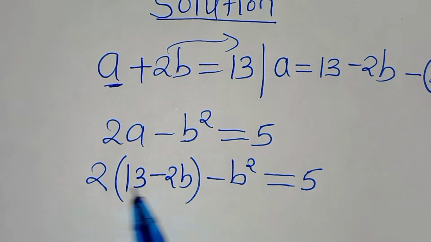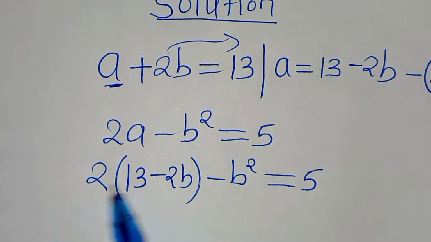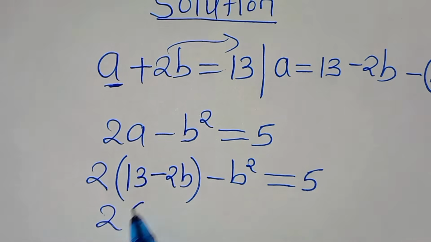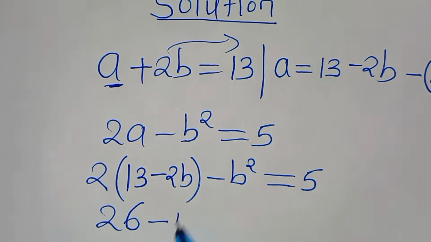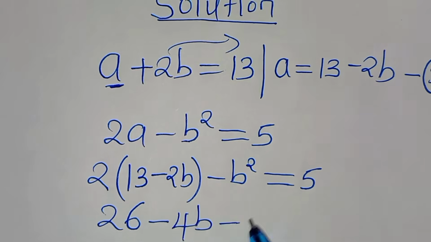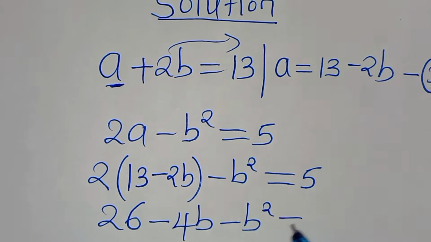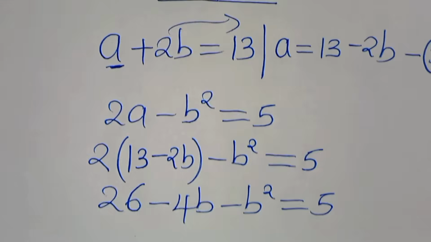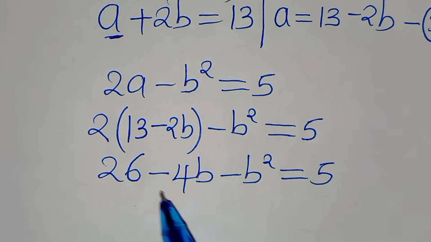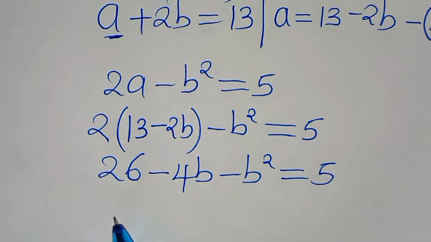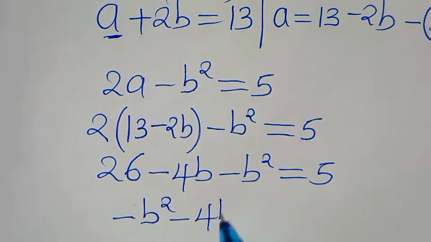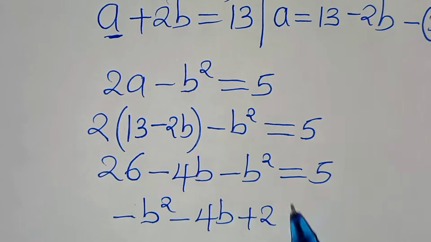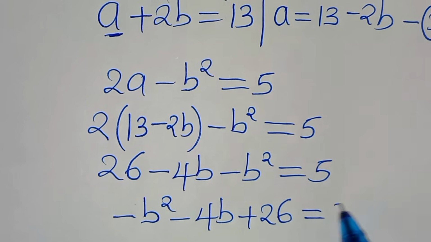So let's open the parentheses here so that we have 13 times 2. This is 26. Subtract 2 times 2 minus 2b. This is minus 4b minus b squared. This is equal to 5. Now, let's rearrange this equation so that we have here minus b squared minus 4b plus 26. This is equal to 5.